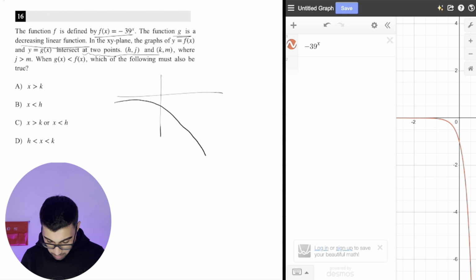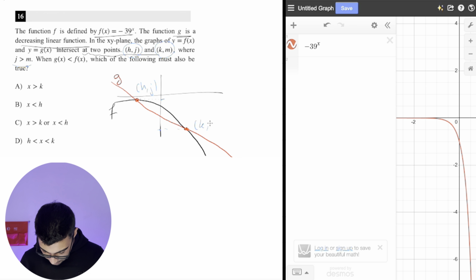That means g is probably something like this, maybe, right? Because they intersect at 2 points. It's a linear decreasing function. So let's write g for this and f for this one. And the points that they intersect are h j and k m. J is larger than m. J, which is the y value, is larger than m. So that means it should be here, because here is larger than here. So this point is h j, this point is k m.